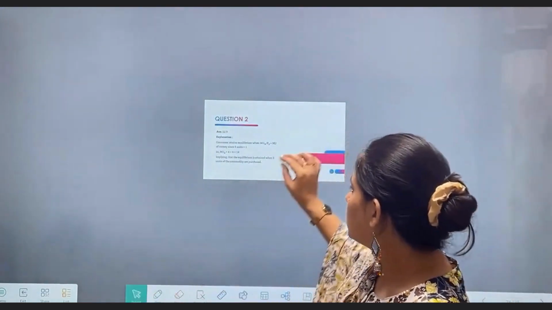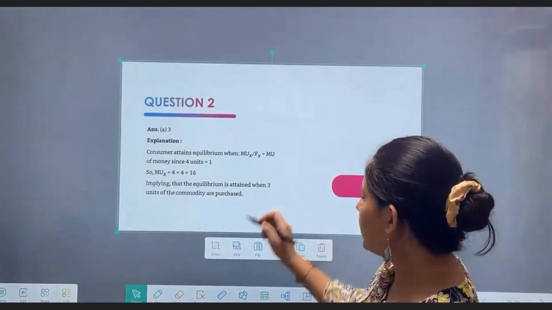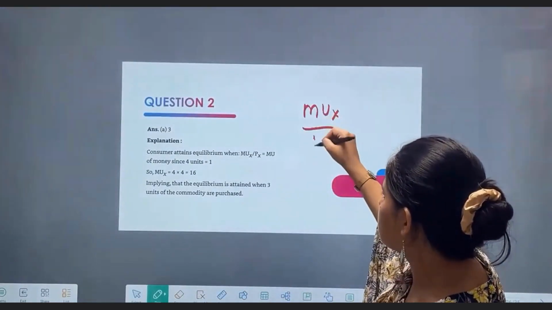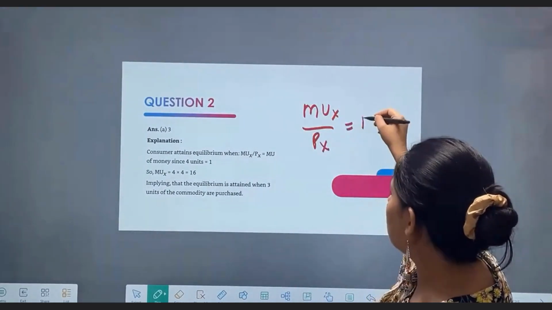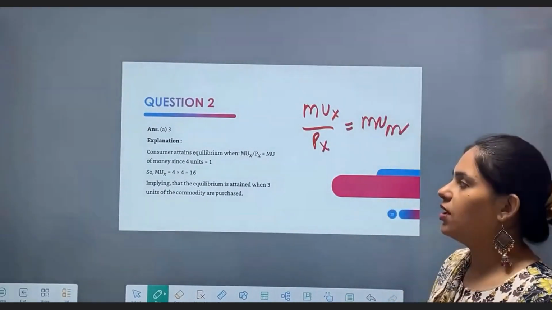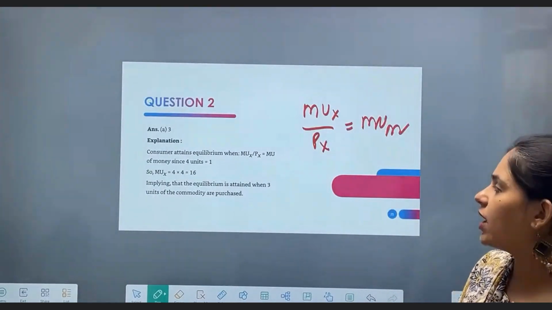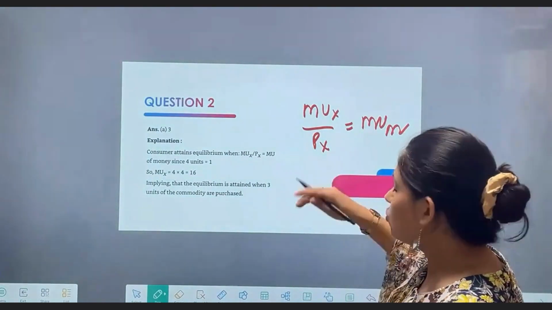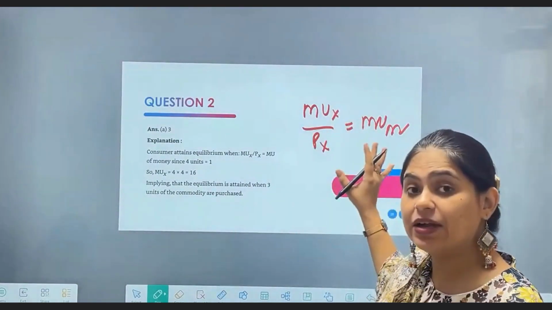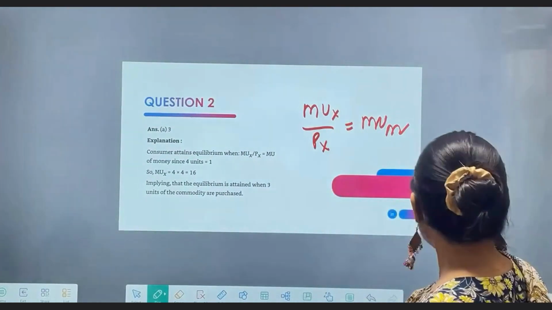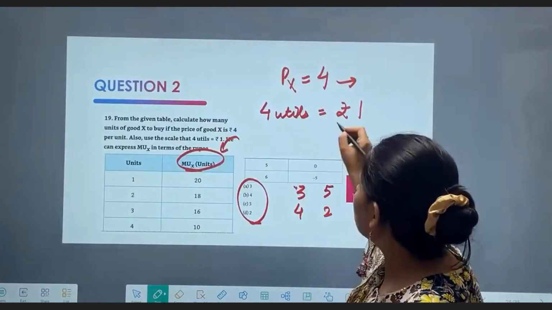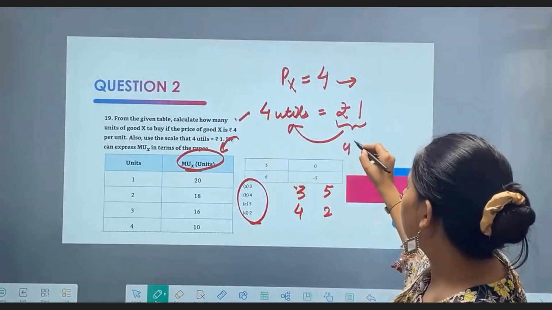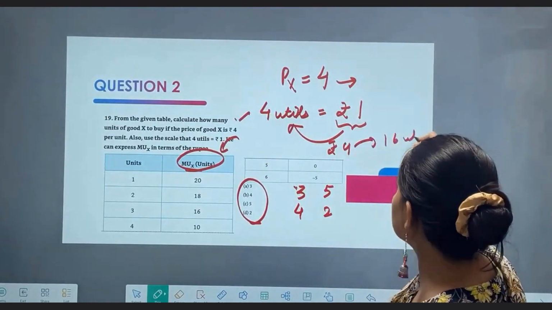So the rule that I have is, please put an M here, MUx by Px. This should be equal to marginal utility of money. MUx by Px should be equal to MUm. So when you have to convert the price side in terms of money utility, you can just use this rule that 1 rupee gives me 4 utils. So how much will 4 rupees give me? 4 rupees will give me 16 utils.